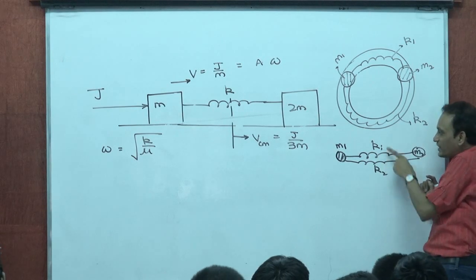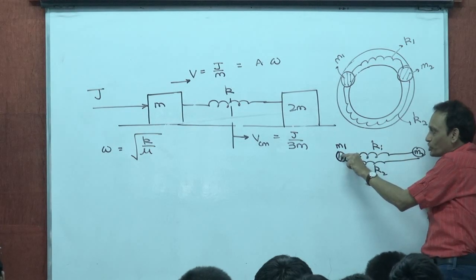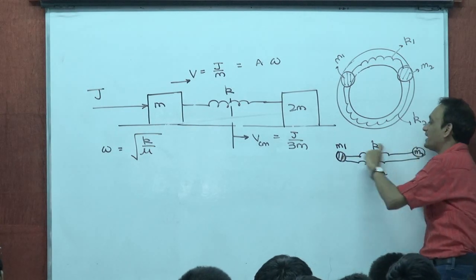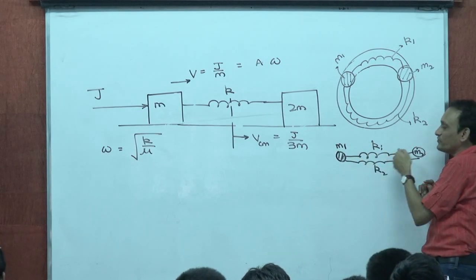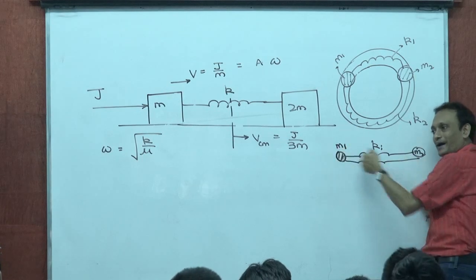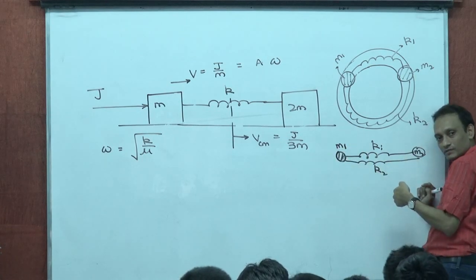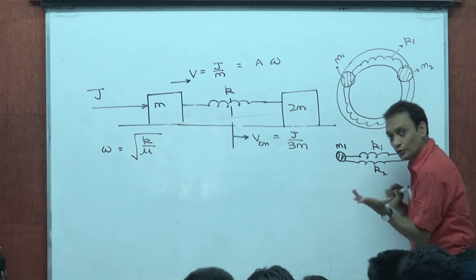So these are like k1 and k2 in parallel. So this would become k1 plus k2. So it's like a two-body oscillator, m1 and m2 with a k equal to k1 plus k2. It will execute simple harmonic motion with omega equal to root k by reduced mass, m1 m2 by m1 plus m2. Right? It makes sense to all of you?